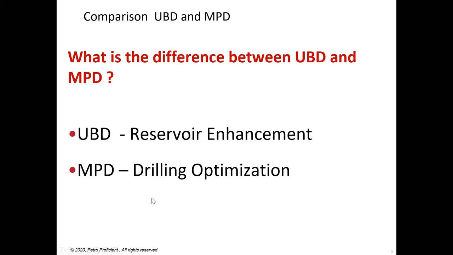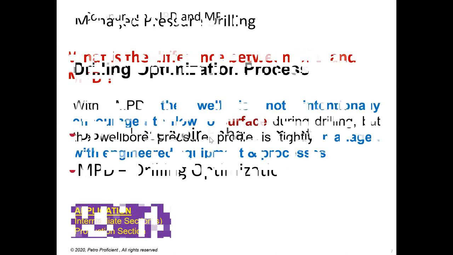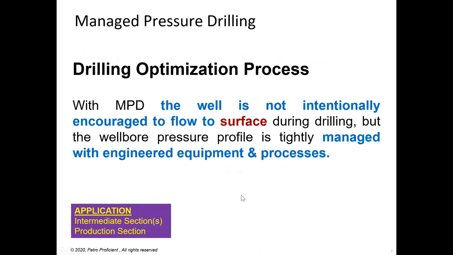So just keep these things in your mind: these are some of the main areas of application where MPD is used for drilling optimization, improving the drilling performance, whereas UBD is used for reservoir enhancement, preventing formation damage, getting higher production from the well, and drilling the reservoir section. Let's move ahead. With MPD, the well is not intentionally encouraged to flow to surface during drilling, but the wellbore pressure profile is tightly managed with engineered equipment and processes. So this is basically in a nutshell the application, and it can be used in the intermediate section and in the production section.